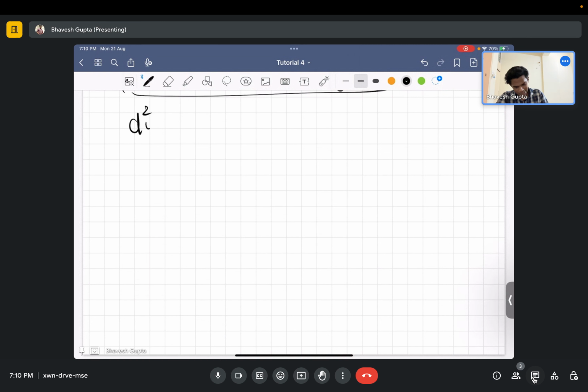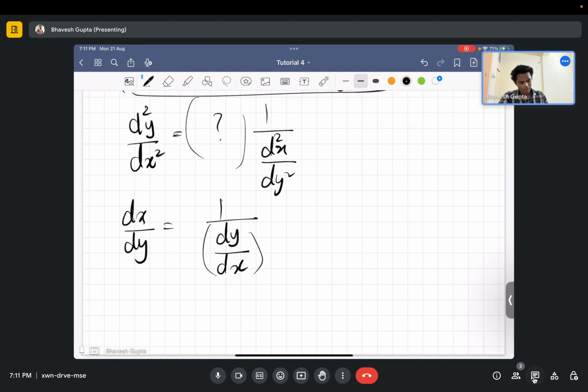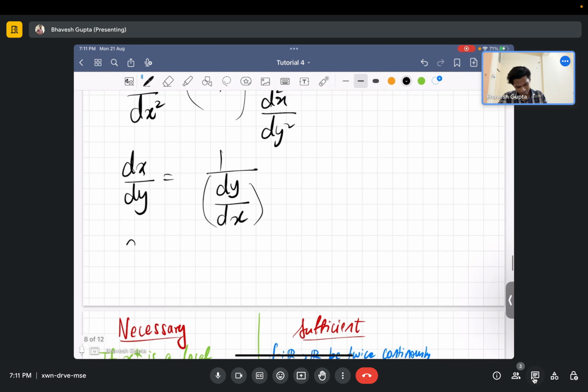Let's talk about this d²y over dx², and I just want to understand how they are related. So what we can do is first calculate this dy by dx, which is actually 1 over. Then we will again take a derivative here with respect to, now with respect to again y.